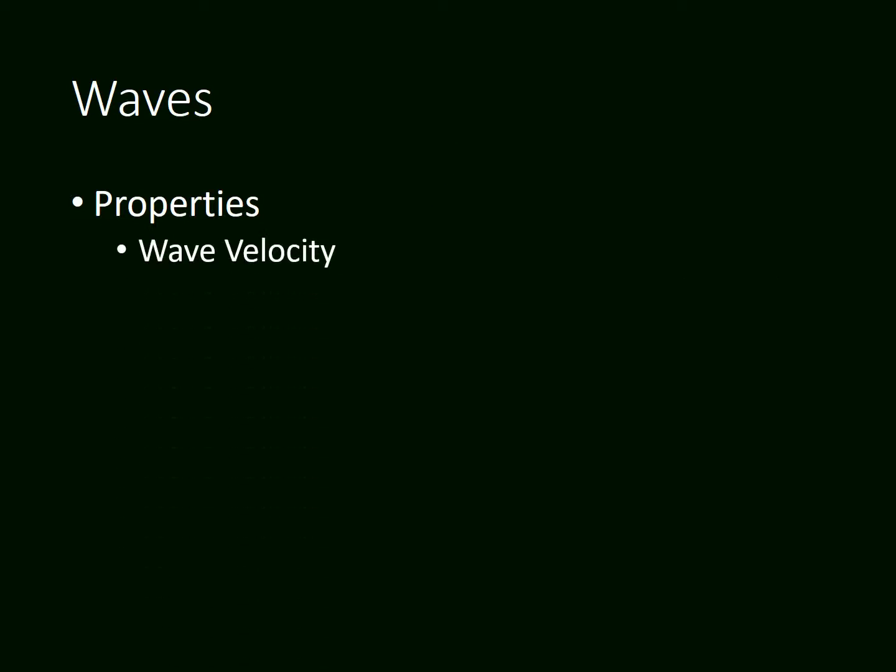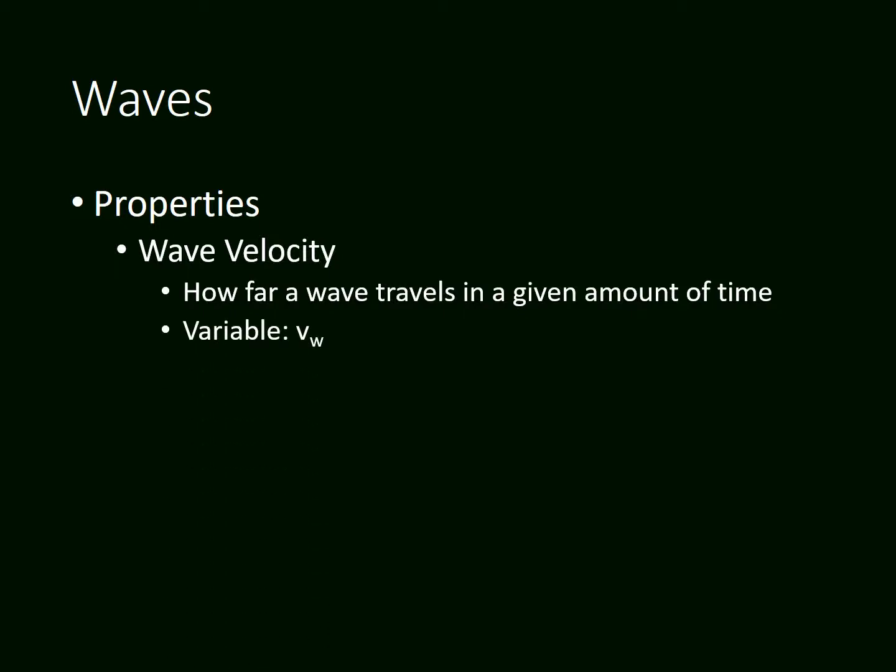The last property we want to look at is wave velocity. Unlike the others, wave velocity is not typically directly measured, it's typically calculated. Wave velocity, similar to velocity in general, is how far it travels in a given amount of time. So wave velocity is how far the wave travels in a given amount of time.